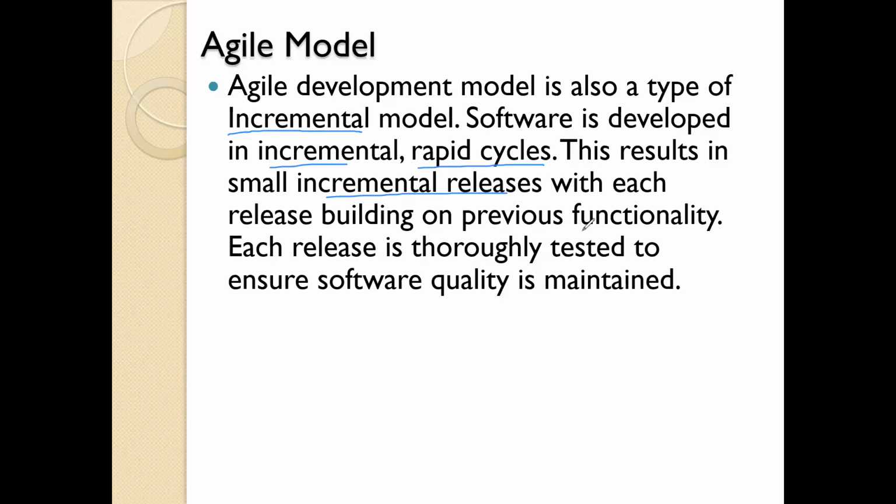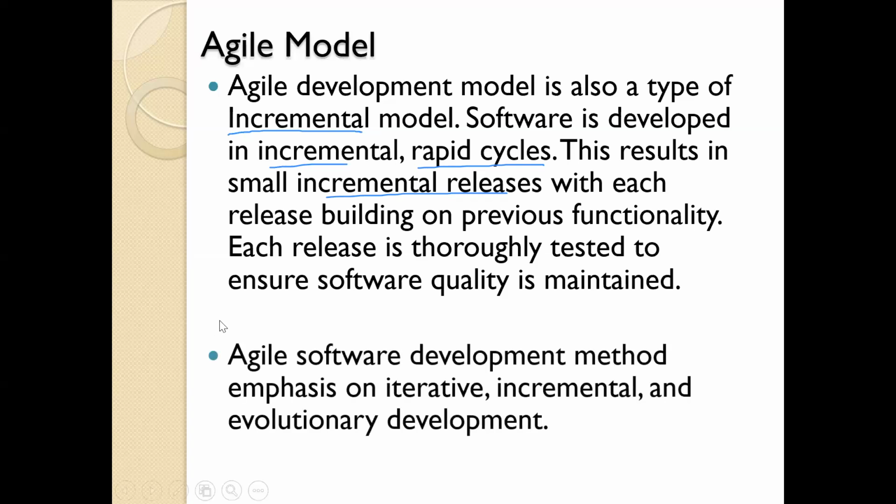Each release is built on its previous functionality. Each release is thoroughly tested and quality is maintained. Small releases, incremental model. The agile development method emphasizes iterative, incremental, evolutionary. Pick up the keywords and try to understand how the agile model works. The agile model is one type of incremental model where software is developed in incremental and rapid cycles. Small releases, each release building on its previous functionality. It emphasizes iterative, incremental, evolutionary. So this is what the agile model says.